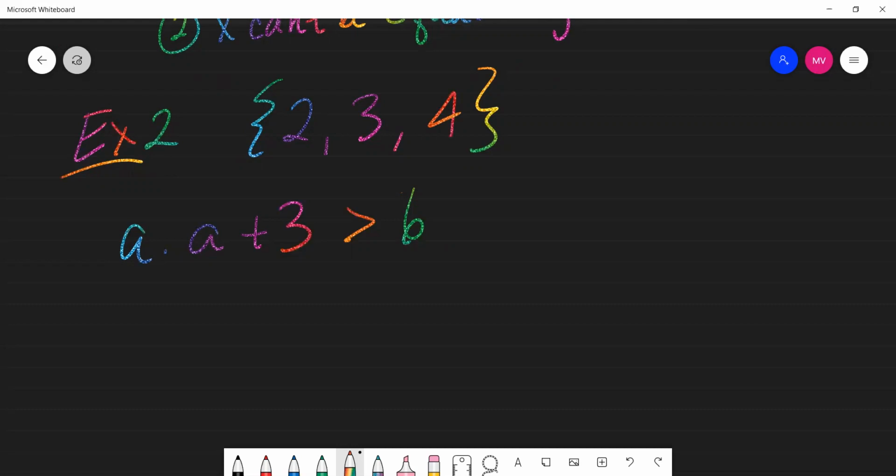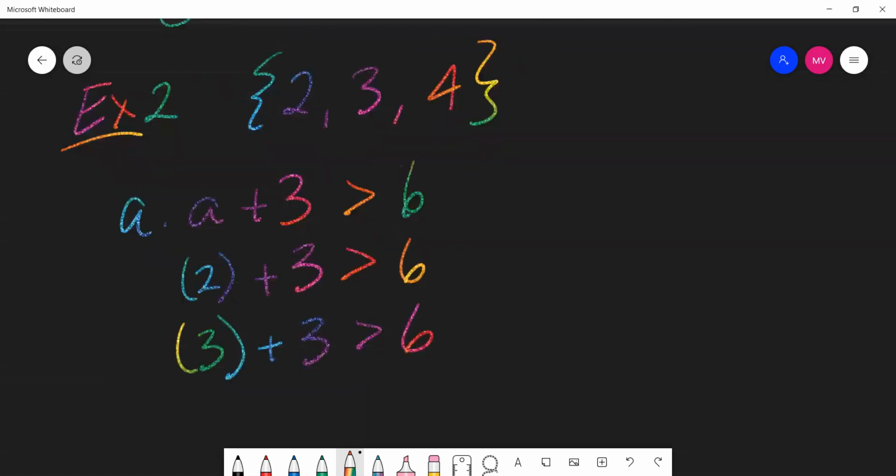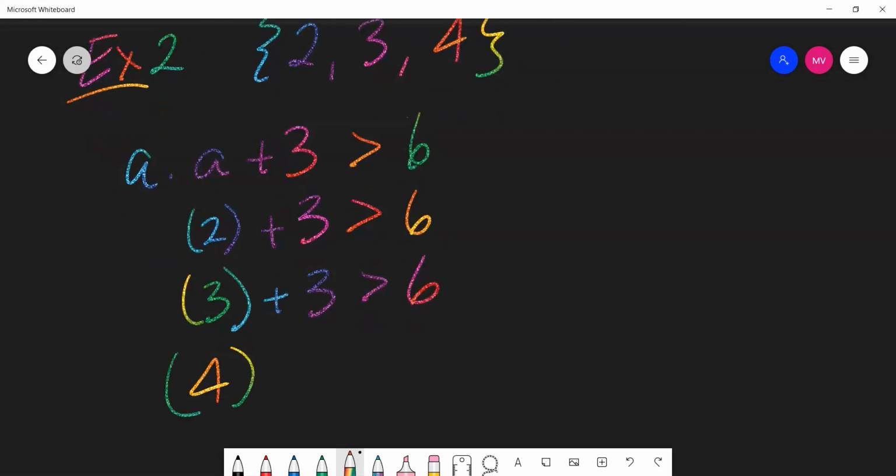Okay, so A plus 3 must be greater than 6. If you plug in the values they give you, just plug in the value: 2 plus 3 greater than 6, 3 plus 3 greater than 6, and 4 plus 3 greater than 6. So when we do that, what's 2 plus 3?